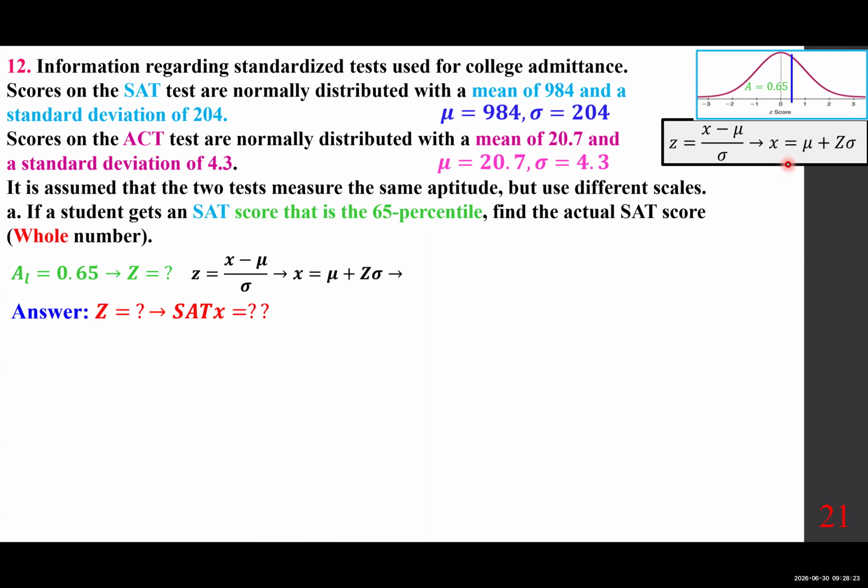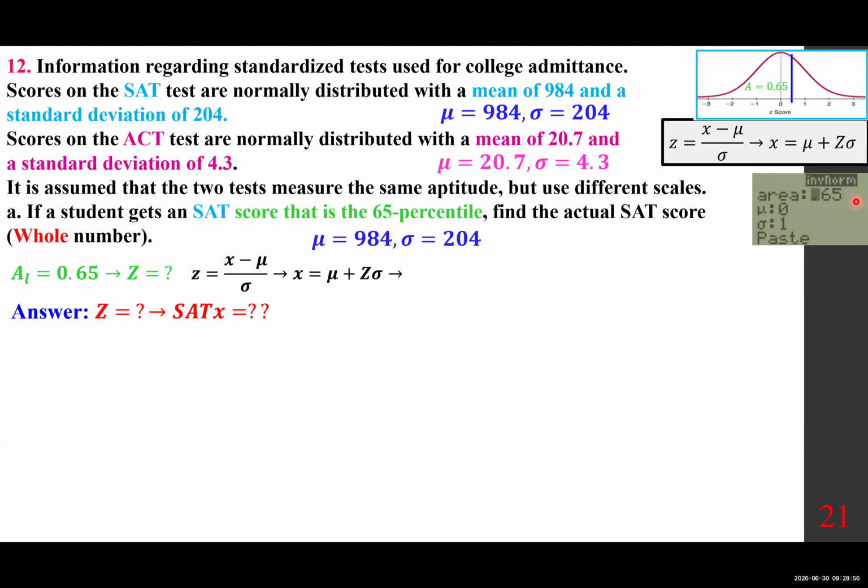And having said that, we are dealing with SAT. So right here, mu and sigma come from here. So we are going to replace the mu, sigma, and z. Now the question is, how do you find the z? You have to find the z either from the table or technology. So we have everything except z here, everybody.